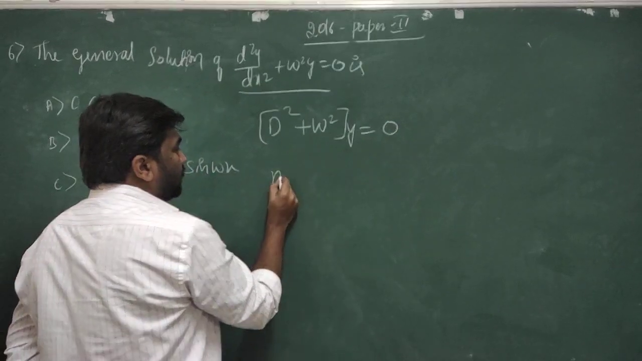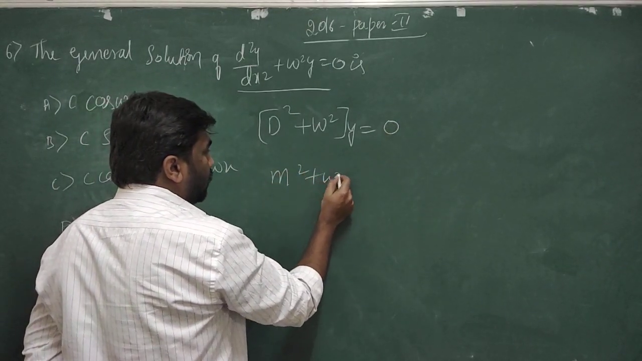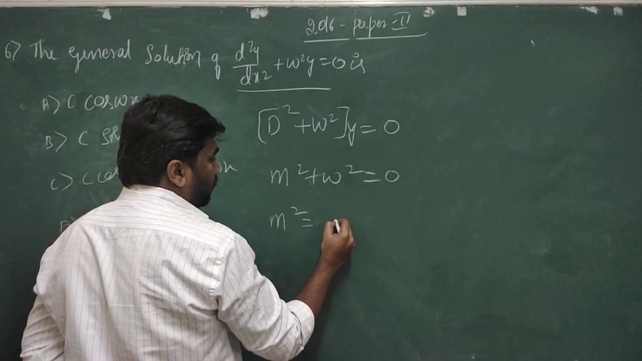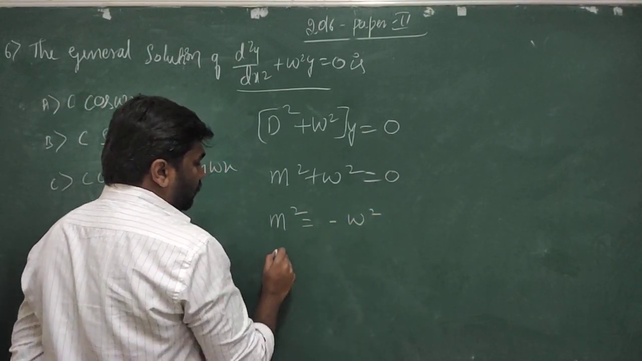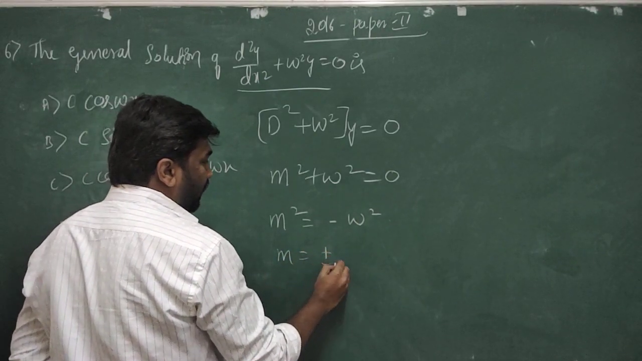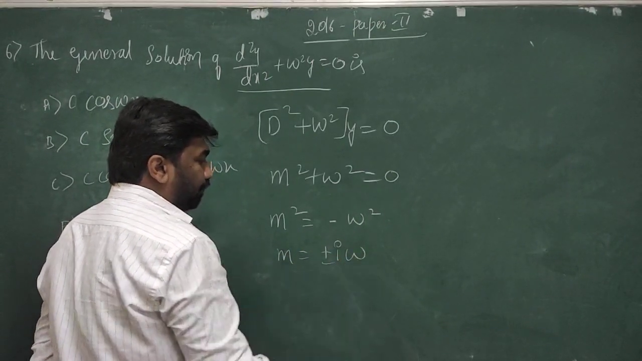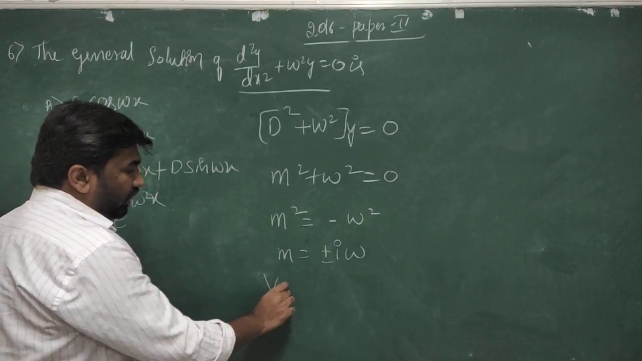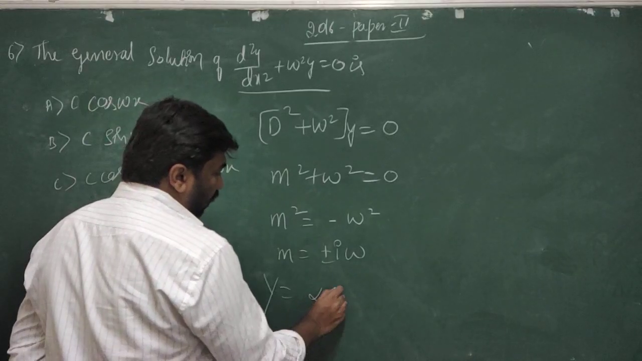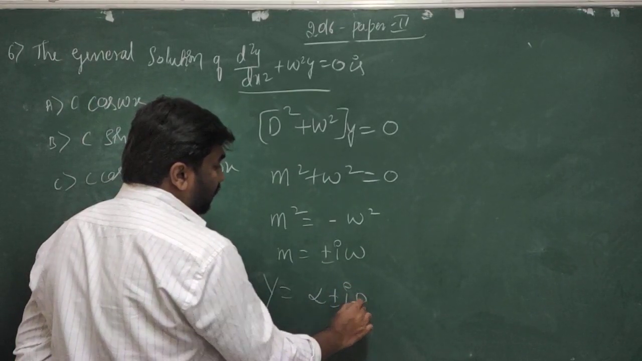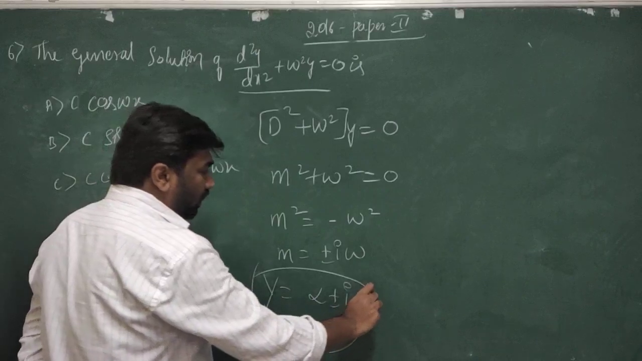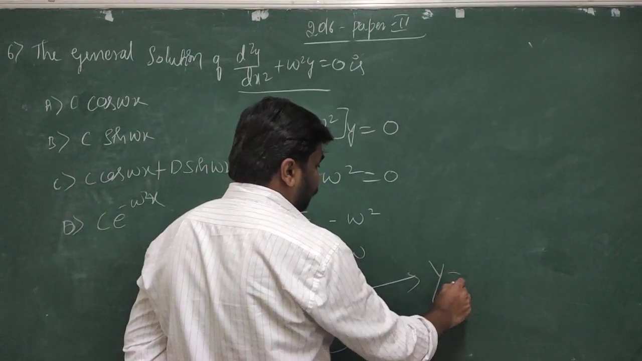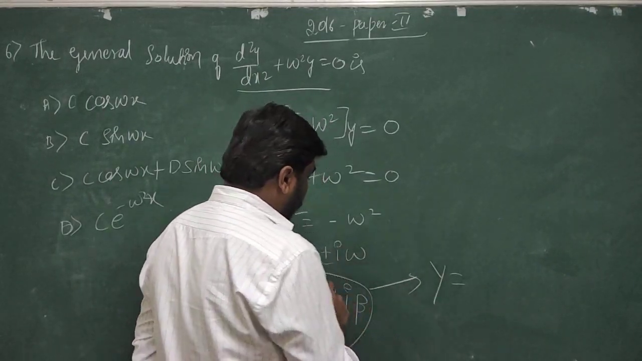to 0. This can be written as m square plus omega square is equal to 0. So m square is equal to minus omega square. Then m is equal to plus or minus i omega. So this is of the form m is equal to alpha plus or minus i beta.